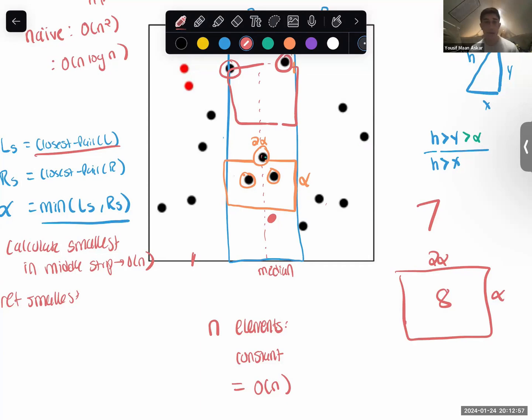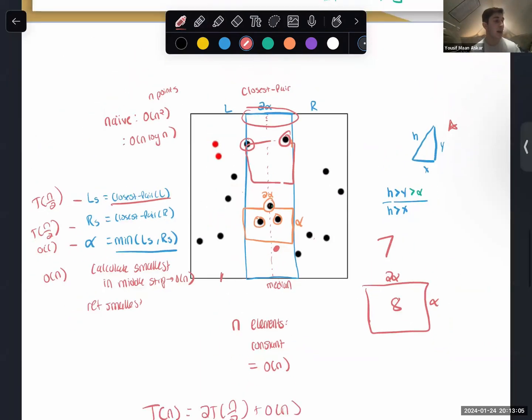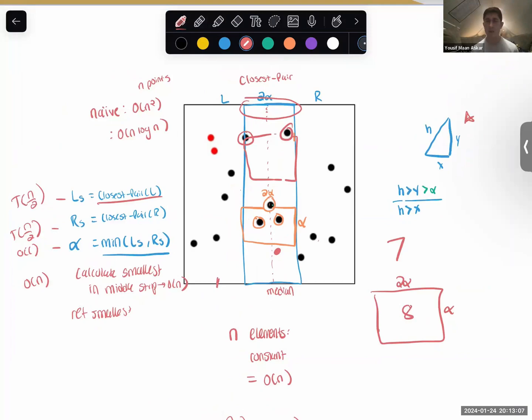But yeah, that's it for closest pair. It's one of my favorite algorithms. It's really, really cool. I love teaching it. I love talking about it because I think it's a really, really smart strategy. And it takes a lot of intuition about how triangles work, what we could deduce, and how that could help us reduce our problem and decrease our runtime.